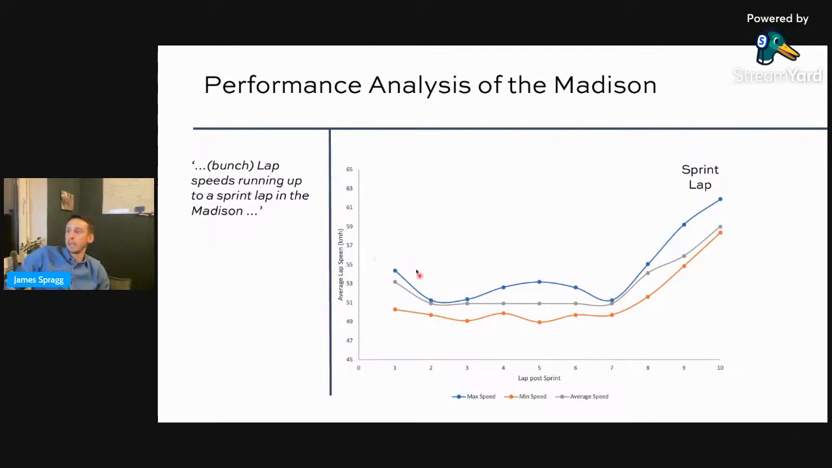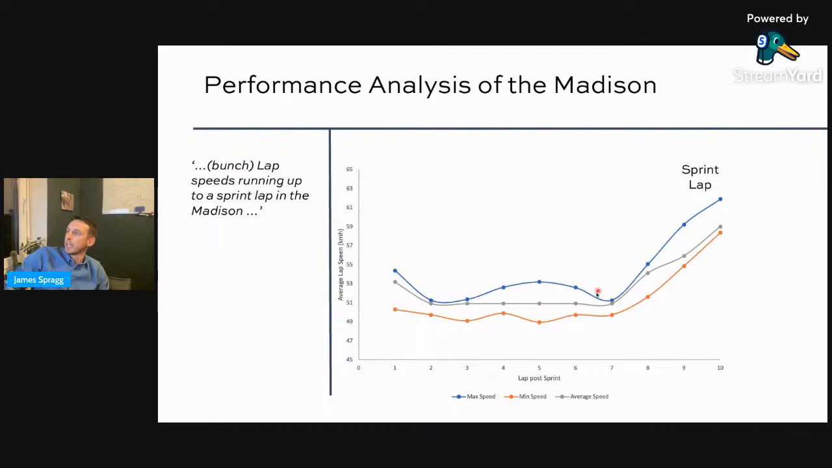So in the beginning, we've got some residual speed left over from the previous sprint, and then we've got a period of about 5 laps where everything's at a relatively slow speed, for the Madison at least. And we see maybe a few undulations where people have attacked. But I should point out, this is bunch speed. This doesn't take into account any breakaways. This is the average speed of the bunch.